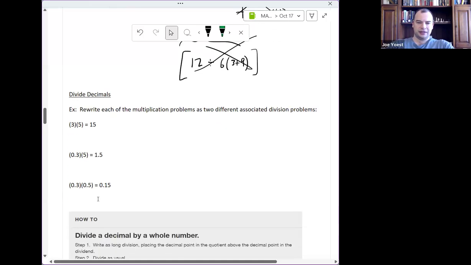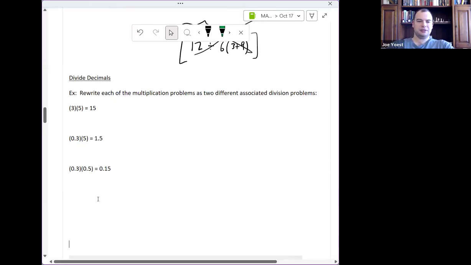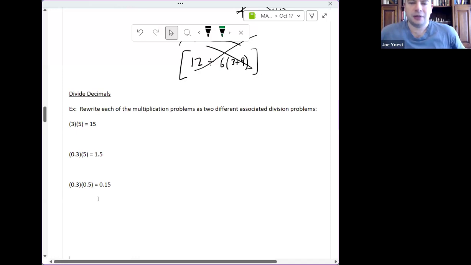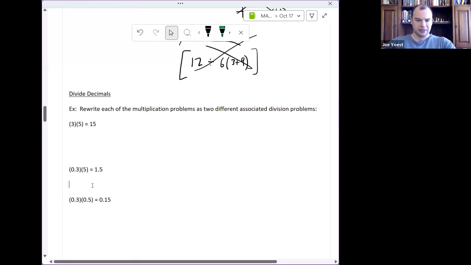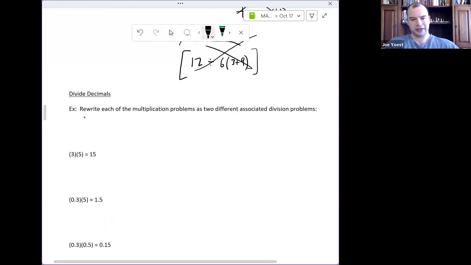Okay, let's look at dividing decimals. Maybe before we do that, let's take a look at essentially how multiplication relates to division. Remember, if we have A times B equals C, that would mean that C divided by B equals A, or that C divided by A equals B.